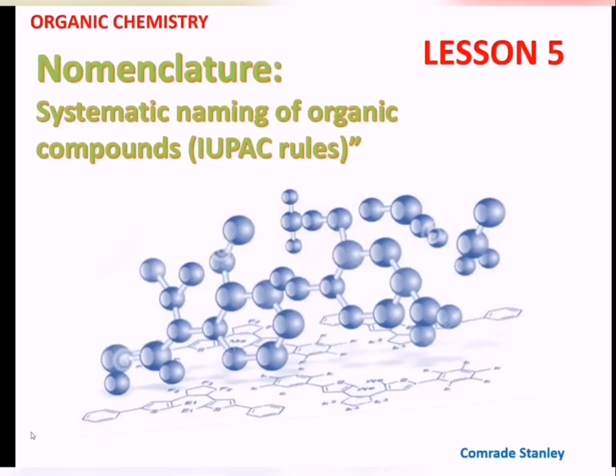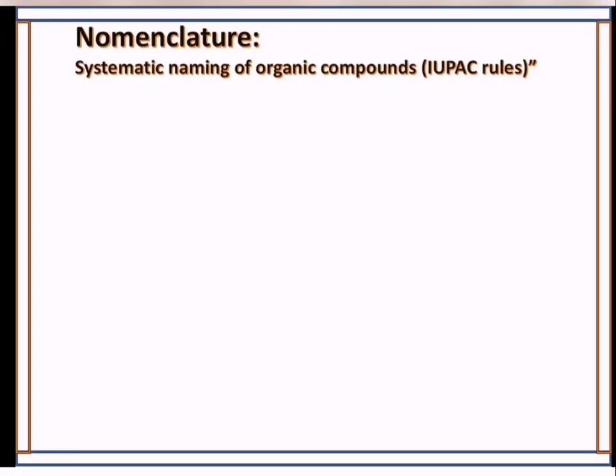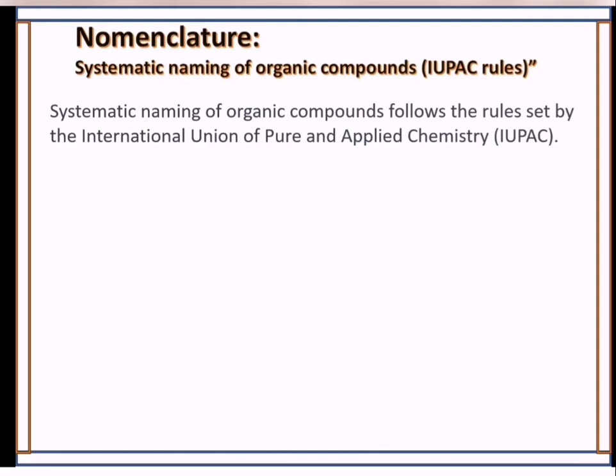Welcome to lesson 5. Today we are going to look at nomenclature, the systematic naming of organic compounds. That is the IUPAC rules. Systematic naming of organic compounds follows the rules set by the International Union of Pure and Applied Chemistry. These rules provide a standardized method of naming organic compounds, ensuring clarity and consistency in chemical nomenclature.